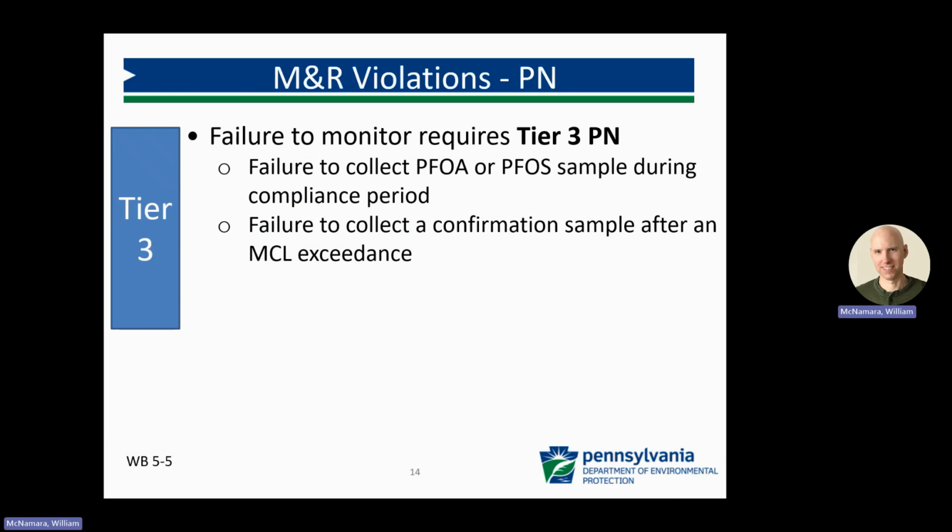So let's talk about Tier 3 public notification now. This is for failure to collect PFOA or PFAS samples during the compliance period, or failure to collect a confirmation sample after an MCL exceedance. Remember, you have to collect one if you're on annual or triennial and you have a PFAS MCL exceedance, you have to collect that confirmation sample. Well, if you don't, it's a Tier 3 monitoring violation.